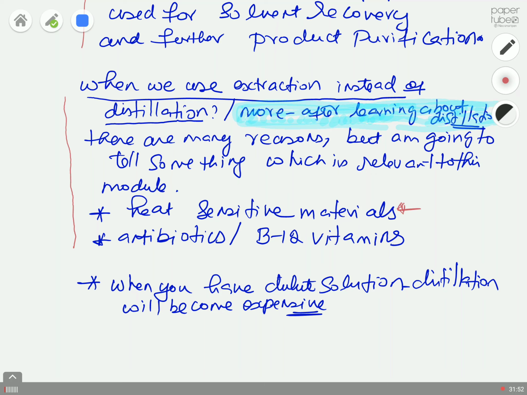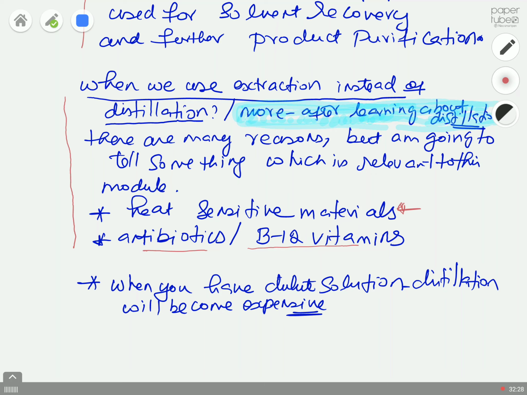If you're going to deal with heat-sensitive materials, like antibiotics and vitamins, they are very sensitive to high temperature, or maybe any proteins, which will lose their structure. Proteins are happy at some optimal temperature. Once you heat them, they will lose their structure and the properties of proteins. Proteins have binding pockets which we need for many good reasons, and once you increase the temperature, the protein will lose its structure. They call it denaturation of protein.